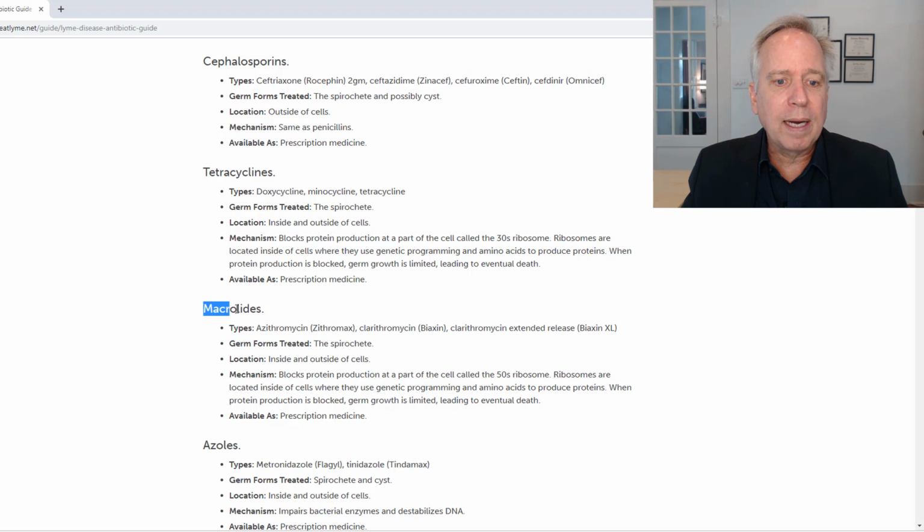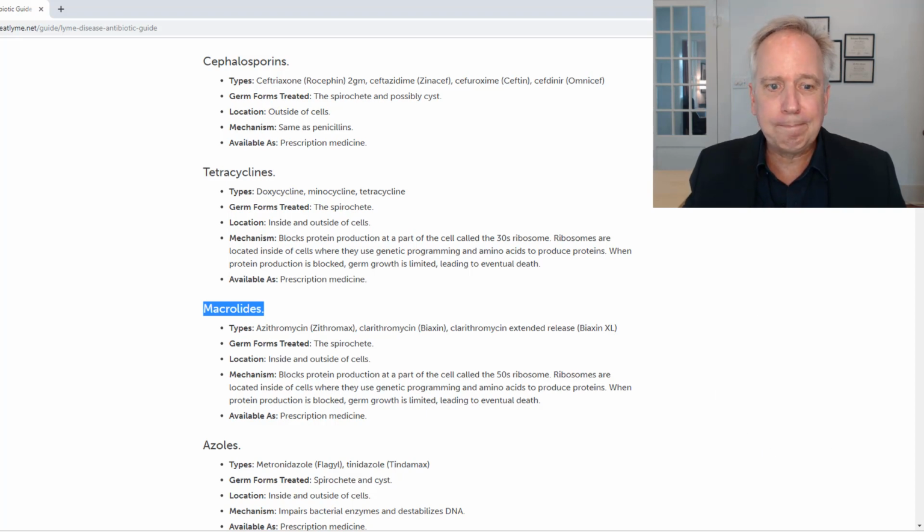A family of antibiotics that acts very similar to that is this family called the macrolides. And macrolides would be clarithromycin, also called Biaxin. Another antibiotic called Zithromax or azithromycin would be in that family. They also work in a similar way to the tetracyclines in that they block protein production too, but in a slightly different way. Now, the macrolides are used to treat spirochete Lyme because they get inside the spirochete. They also are used to treat Lyme that lives inside cells. So they get at that intracellular space that I was telling you about before.